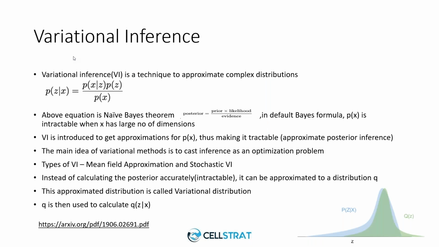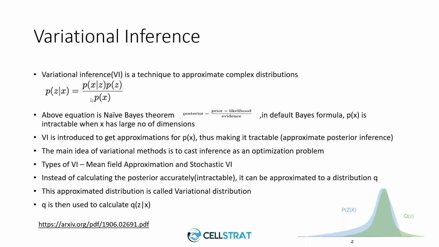So coming to the next topic, which is variational inference. This is the most important topic with respect to variational autoencoders, and this is the reason why we are able to perform variational autoencoder operations. This VI, or variational inference, is a technique to approximate complex distributions. Now, this is the normal Bayes theorem that we see over here. This part over here is the posterior distribution. This is the likelihood, this is the prior, and this is the evidence.